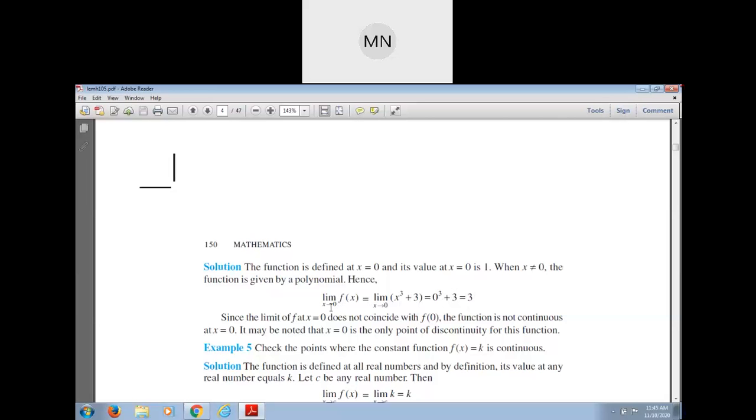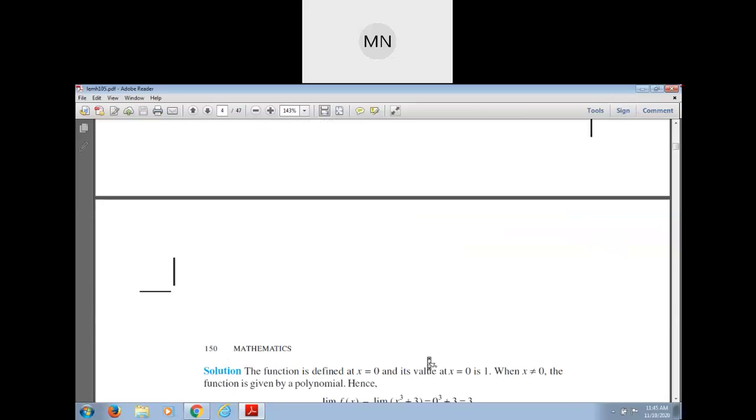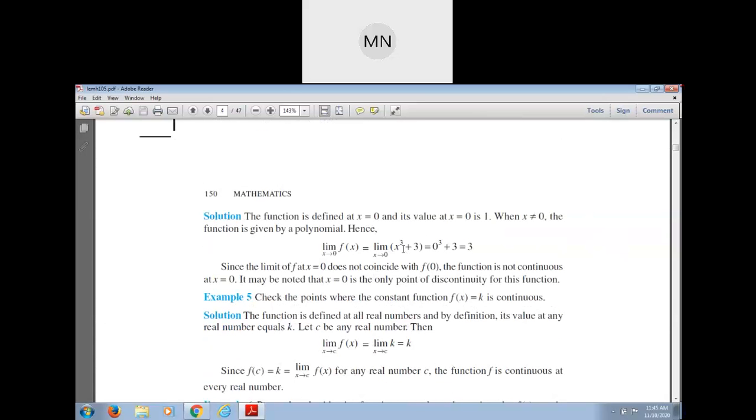Similarly, try to find the right hand limit. Right hand limit means limit x tends to 0 plus f of x. In this case also, in the place of f of x, we write x cube plus 3 because the function is given in this way. When x does not equal 0, the value is x cube plus 3. So for limit x tends to 0 plus f of x, it is x cube plus 3. Is it clear?